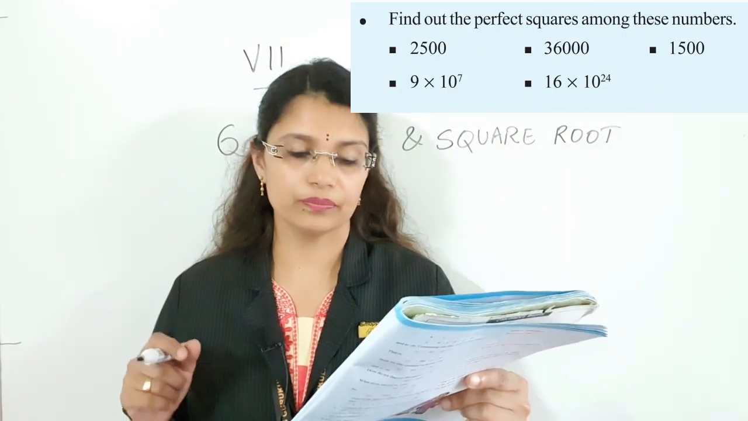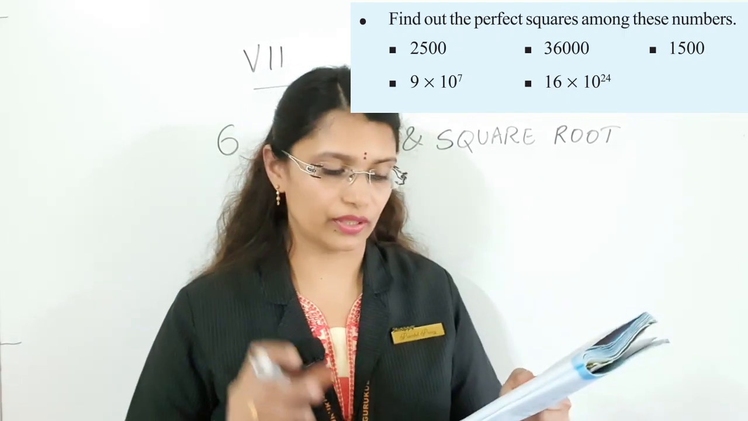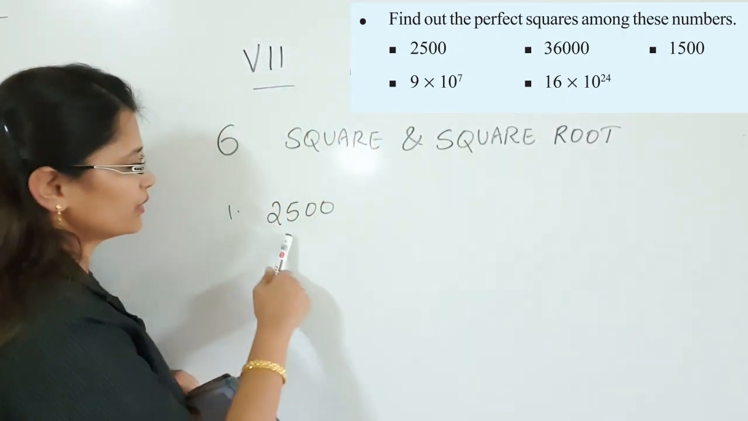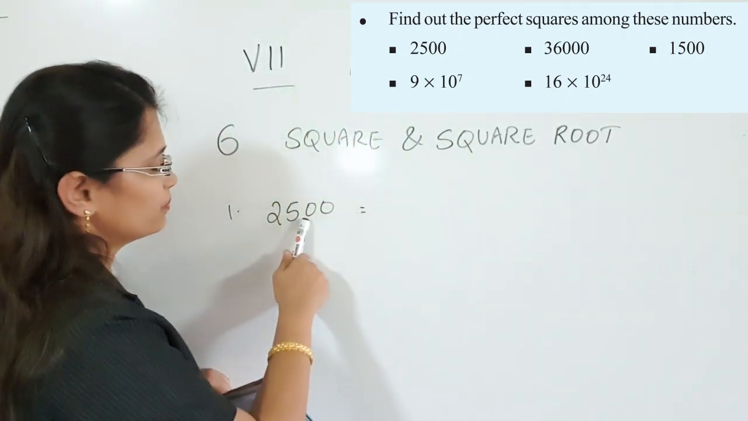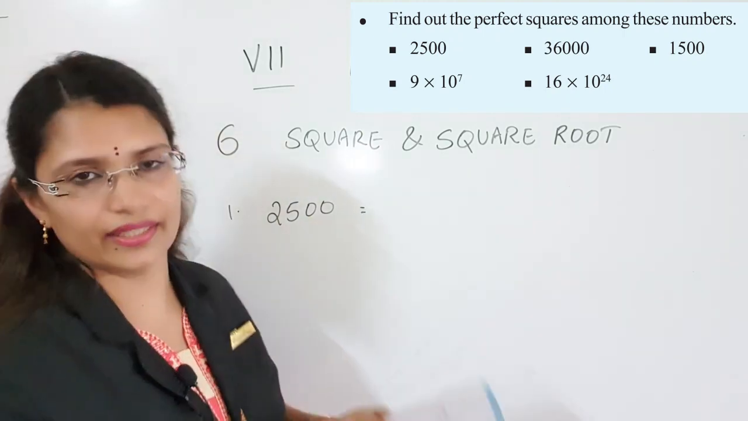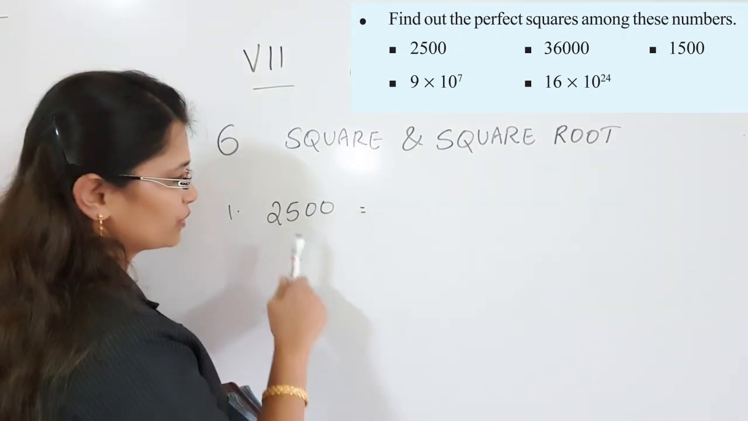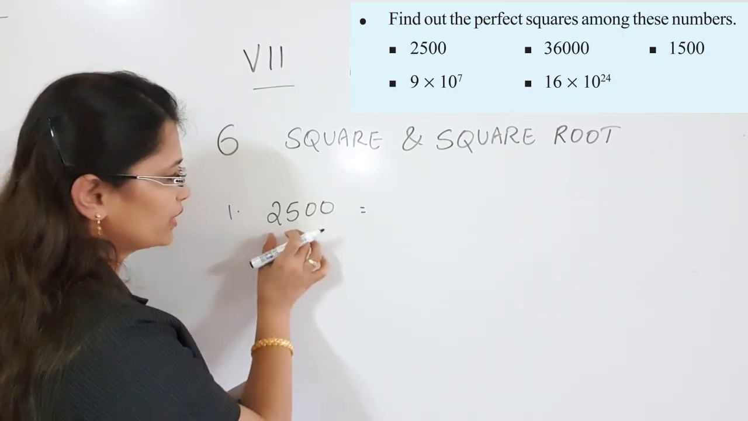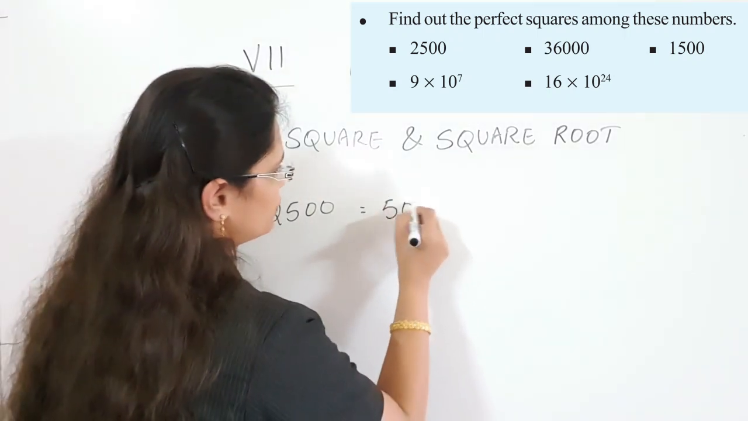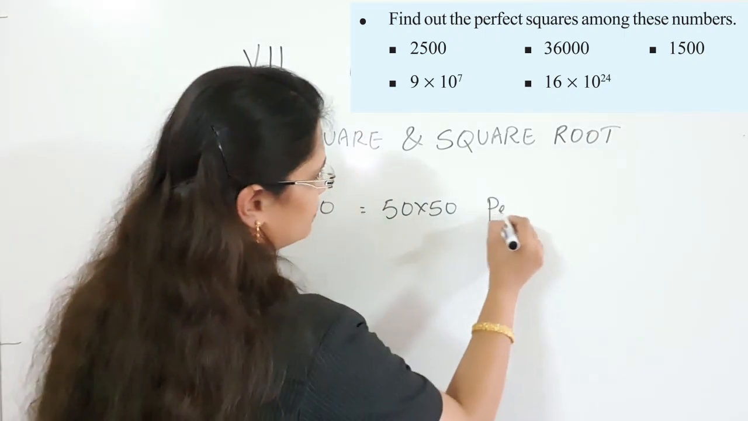Children, second question. Find out the perfect squares among these numbers. We have to find out whether this number is a perfect square or not. So, first one is 2500. We have already learned that if the number of zeros are even, it is a perfect square, right? So, here number of zeros are even, so it is a perfect square. And one more thing, this 25 can be written as 5 into 5. So, this is 50 into 50. So, this is a perfect square.